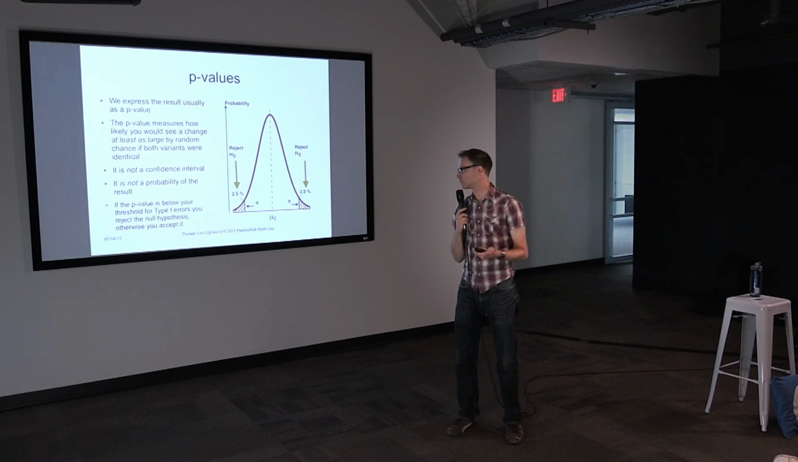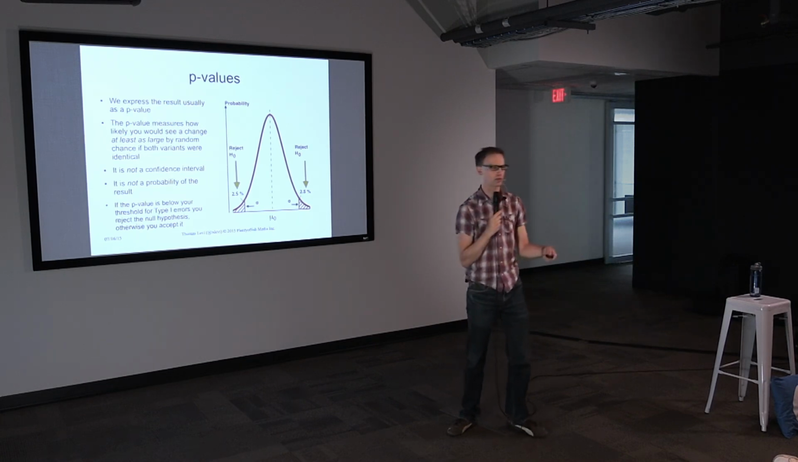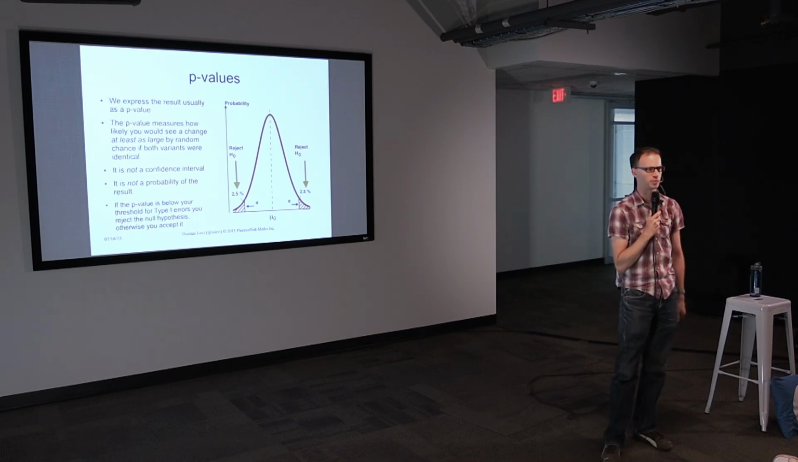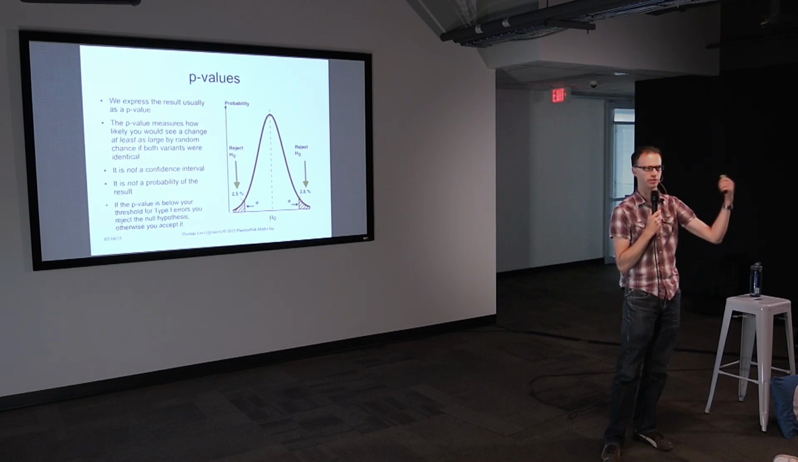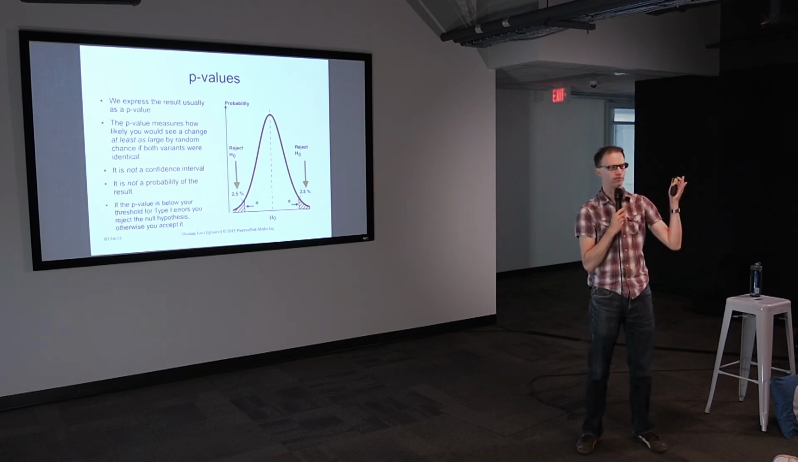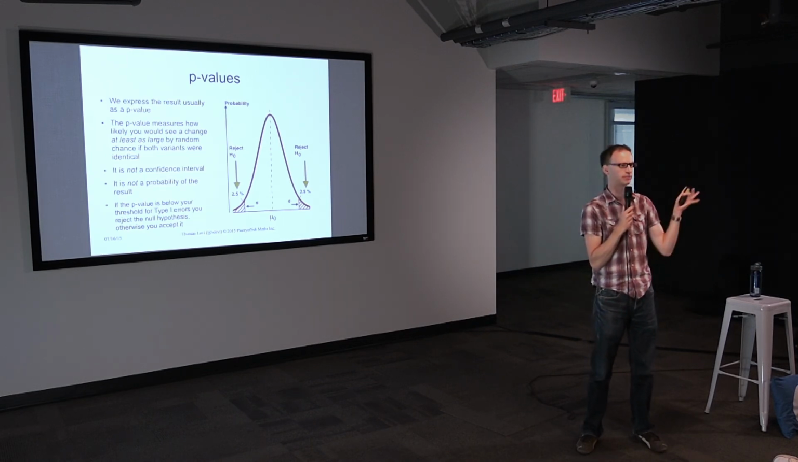Generally speaking, the decision rule works if the p-value is below your threshold for false positives. So you said I cared about a 5% false positive rate. The p-value is 0.04. You're good to go. You call it, you reject the null, and you say, I'm going to make the change. If it's greater than that, like 0.1 or 0.4 or whatever it is, you say, nope, I can't detect a discernible difference. Stick with the control.